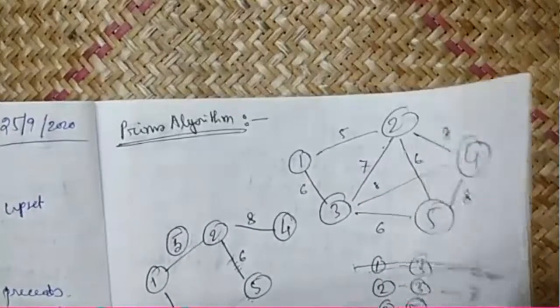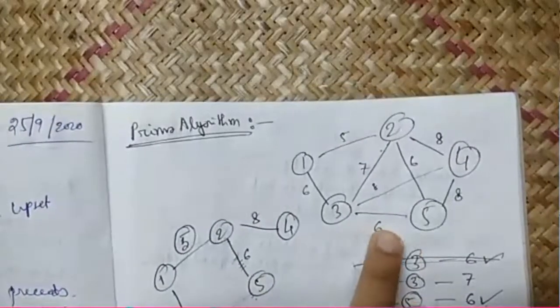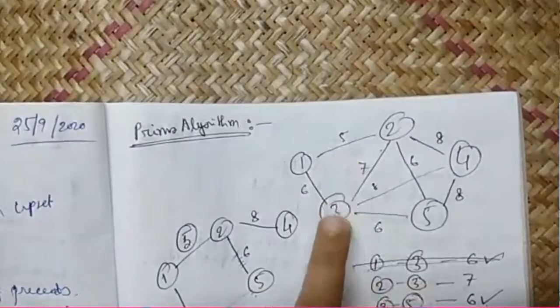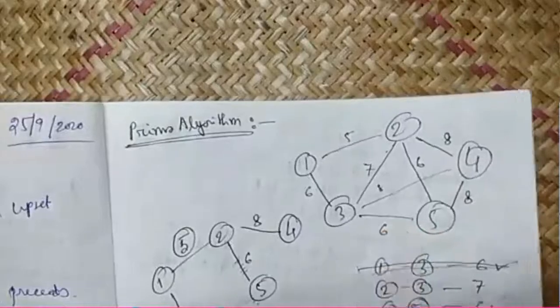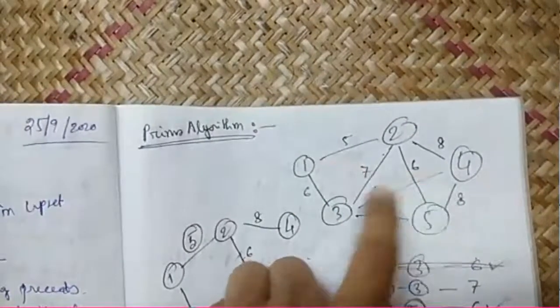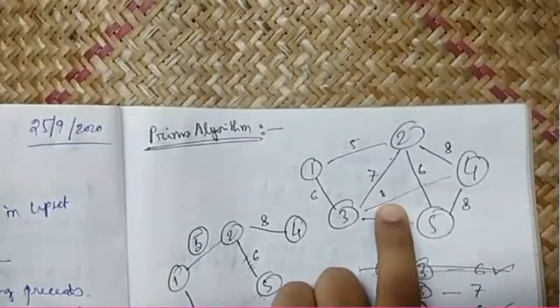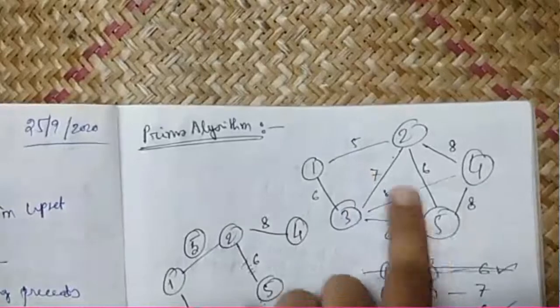Okay, next option, C3 5. C3 5 is 6, which is greater than 5. Okay, so 3 5 cannot be the option. C1 4 is not connected, does not exist, which is infinity. And C3 4 is 8, which is greater than 5. So our only option is connecting 1 2 here.